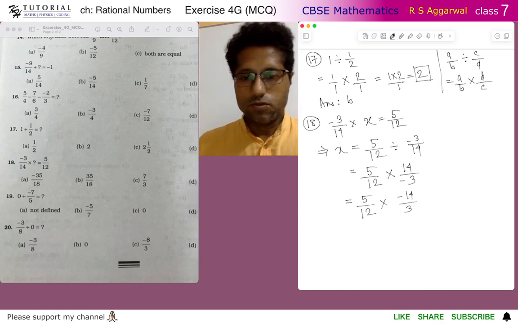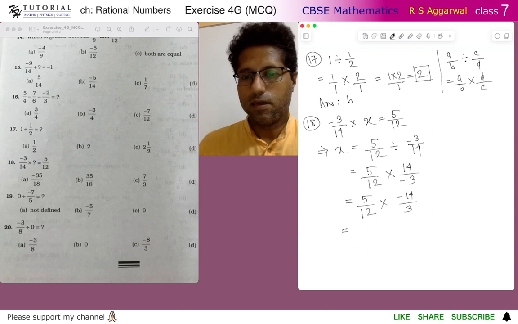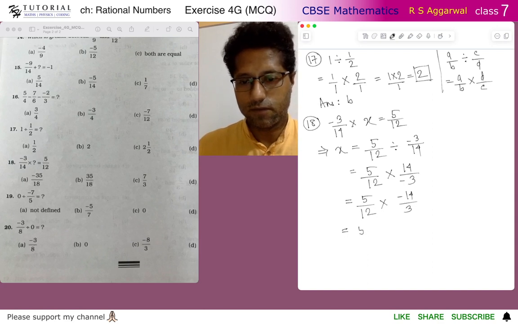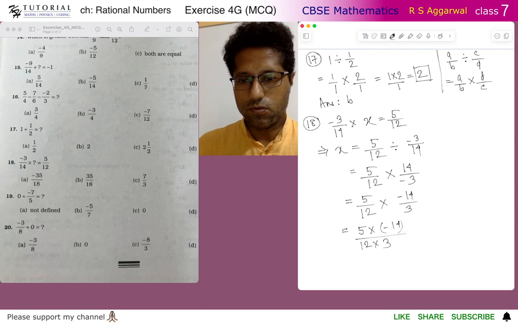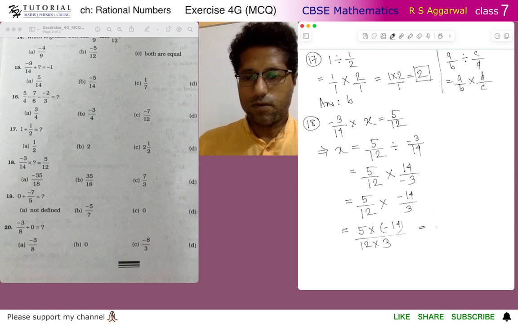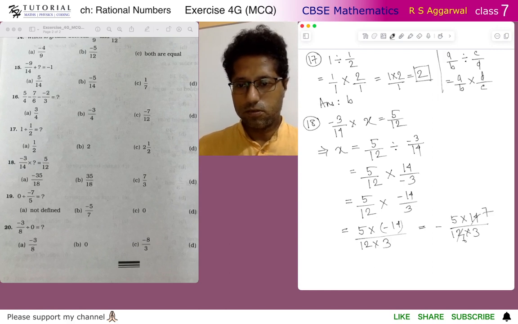Okay. So this is a multiplication of two rational numbers, and we know that when we multiply two rational numbers, the result is the product of the numerators divided by the product of the denominators. So this becomes 5 multiplied by minus 14 divided by 12 multiplied by 3. So this is minus of 5 multiplied by 14 and 12 multiplied by 3, we can cancel 2, 7, 2, 6. So this is minus 5 by 18.